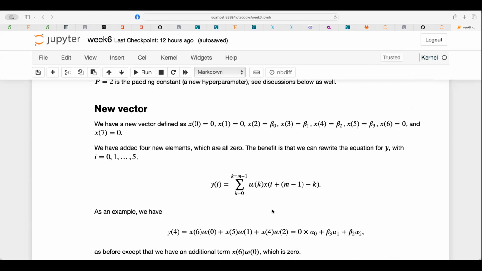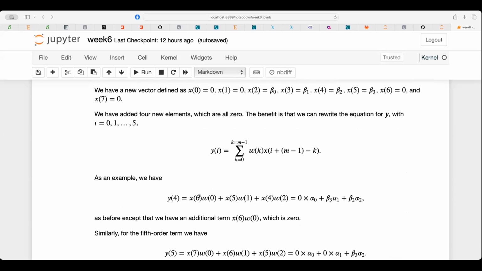So if I pick one of the components now, this y of 4, then I would get x6, which is 0, multiplied with w0. And then I have x5, which I have defined earlier, which is now the same as beta 3, which is this one. And then I have x4, which is beta 2. So this was the original formula, beta 3 alpha 1 plus beta 2 times alpha 2. So this is the 4th order term. And you see now that you have a third order term times a first order term, and a second order term times a second order term. So this gives us back the same equation which we had before.